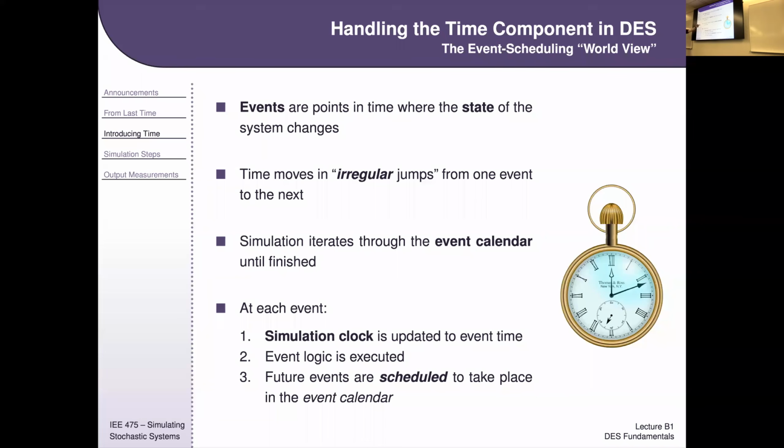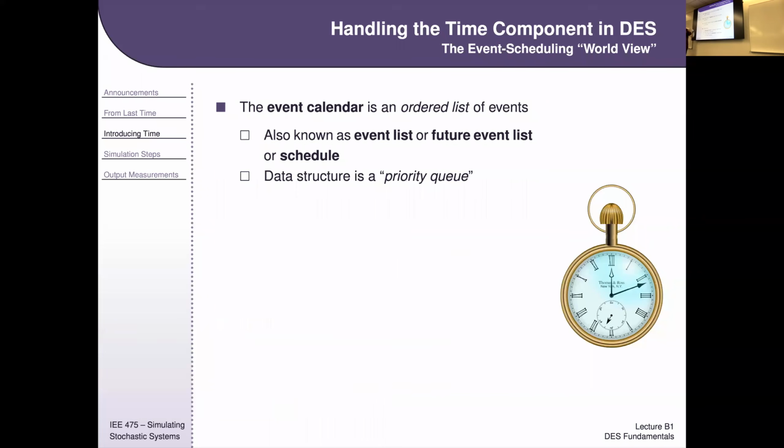So we're constantly updating the event calendar and stepping through it. That'll become more concrete as we do that. Right, so the event calendar is basically an ordered list of events. It will also be called an event list or a future event list or a schedule, depending on which textbook or which software program you're looking at. The computer scientists refer to this as a priority queue.